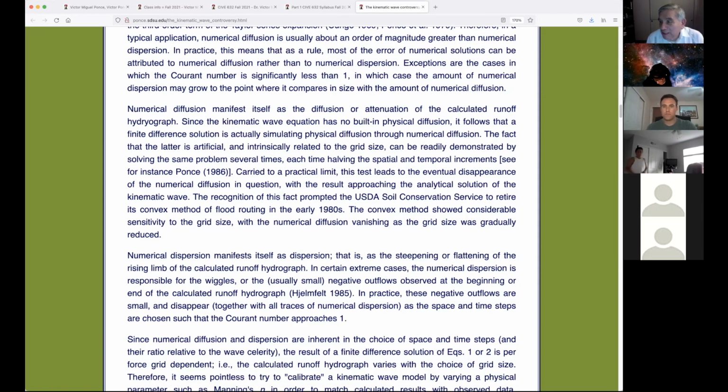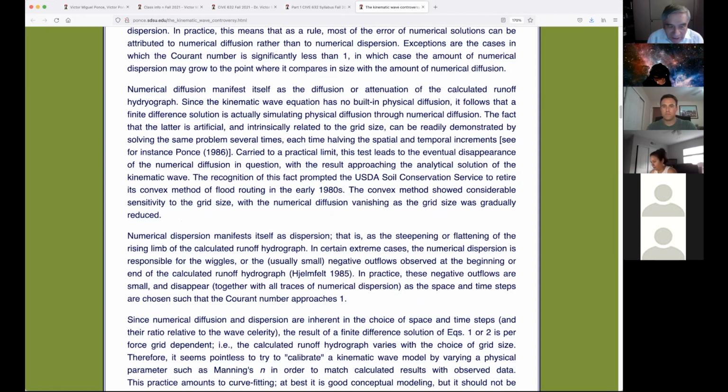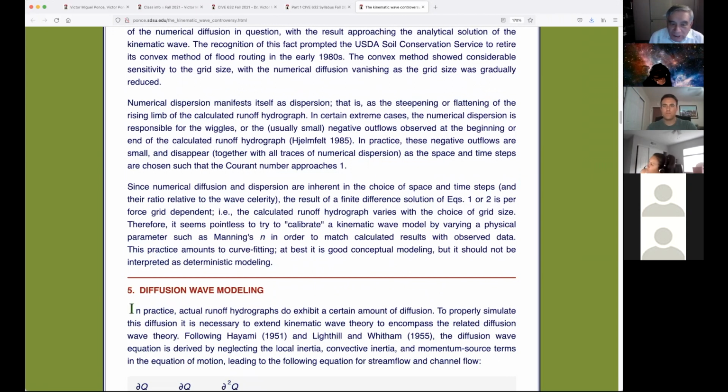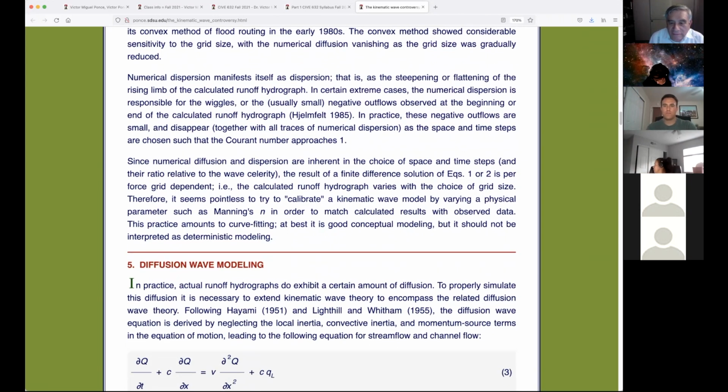Well, the Muskingum Conch was grid independent. Remember, we talked about that already. Okay. Since diffusion and dispersion are inherent in the choice of space and time steps, the result of a finite difference solution is perforce grid dependent. In other words, a finite difference solution of the kinematic wave equation is grid dependent. The calculated runoff varies with the choice of grid size. More so because of the fact that in the kinematic wave solution, we never told them about the diffusion of Hayami. So if there is diffusion of Hayami, then the kinematic wave will not solve it.